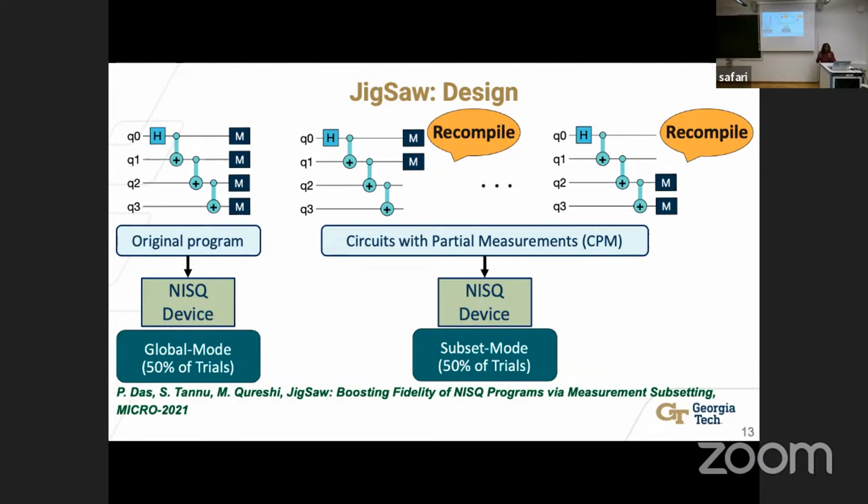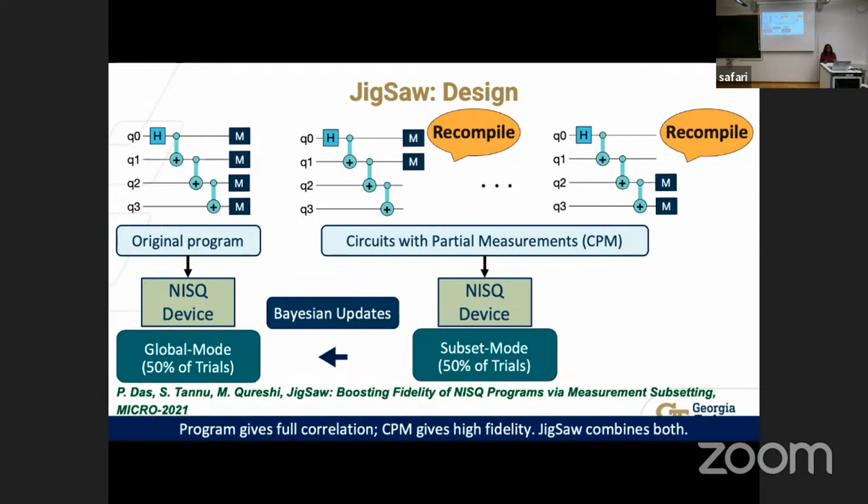Now you get very high fidelity marginal information about those qubit subsets. Then you perform Bayesian updates and try to correct the global distribution that you had obtained by running the actual program. This way, JigSaw is able to capture the full correlation by running the original program. It is able to get higher fidelity by running those circuits with partial measurements. And effectively, it gives you a much cleaner distribution by combining the benefits of both.